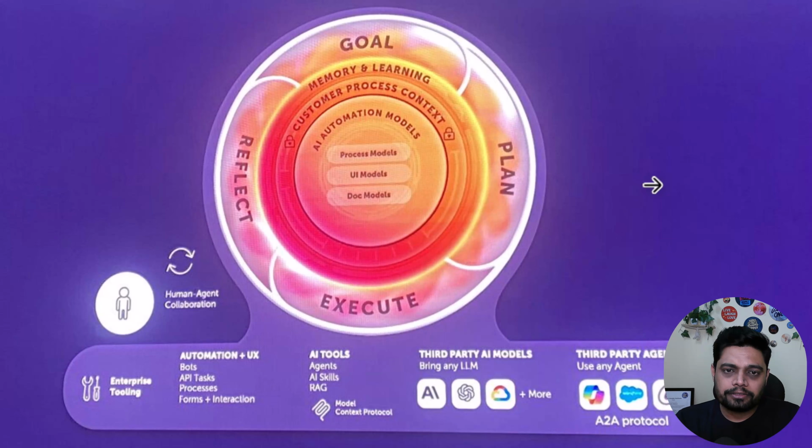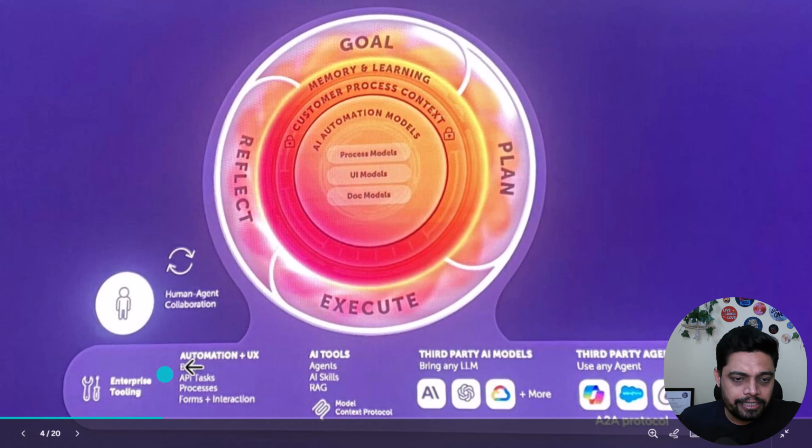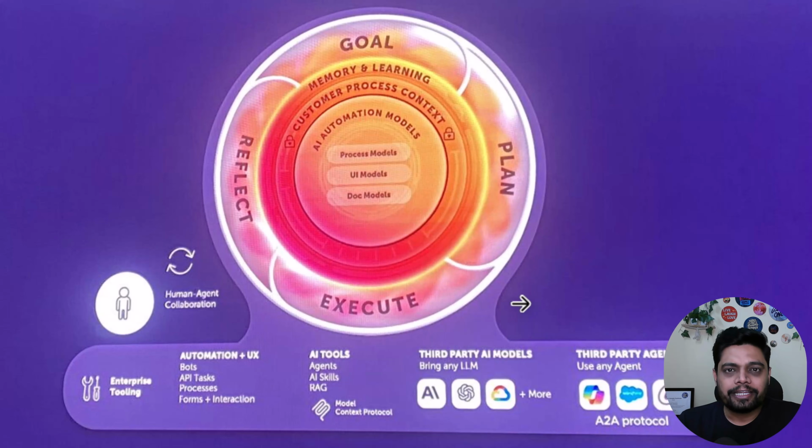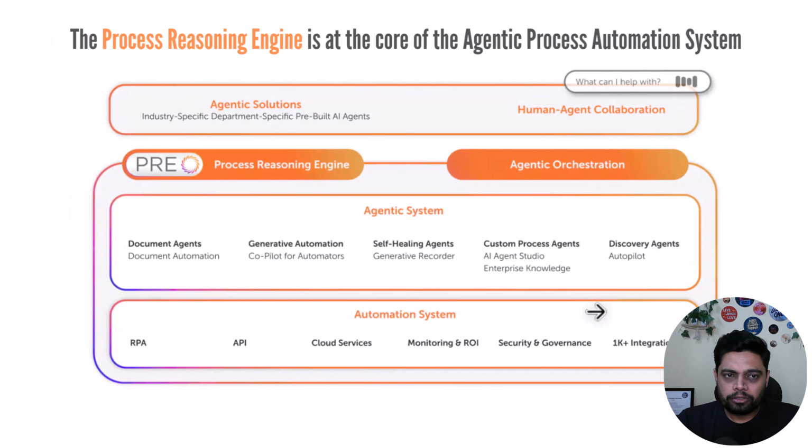It can plan, it can create goals, it can reflect on the work or the tasks and execute, keeping memory, customer process context, and the knowledge or information on AI and automation models, which can be doc model, process model, UI model. And then there's a layer of automation plus UI, AI tools, third-party LLMs, and the protocols like MCP and A2A. To understand it a bit more, the process reasoning engine is the core of APA, agentic process automation, as I stated earlier. So this is how the PRE fits in.